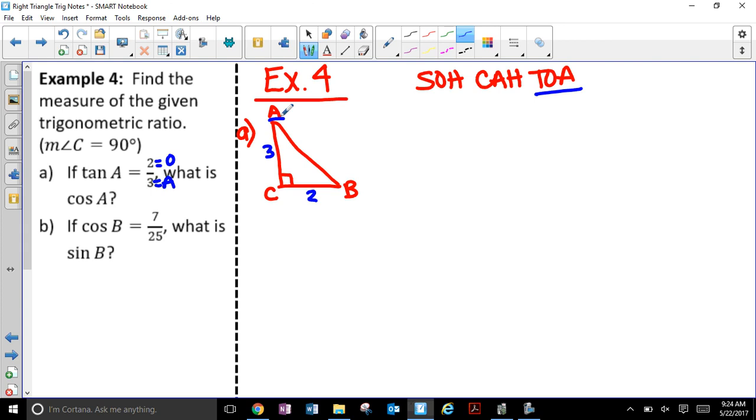Now they want us to find the cosine of angle A, what that ratio is. Okay? Well, for cosine, we have to have adjacent with hypotenuse. Well, I know the adjacent side is 3. So I already know that that number is going to be 3, but we don't know the hypotenuse number. So we need to figure out what that equals. So how do we find, if I know 2 sides of a right triangle, how do I find its third side? What am I going to use? We're going to use Pythagorean theorem.